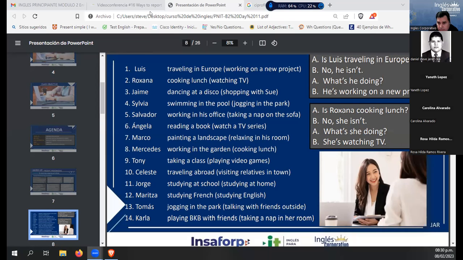Ok, vamos a hacer pareja, hagamos pareja, Daniel y Carolina y Janet, ustedes dos. Entonces yo inicio con la número uno y así vamos a ir. Va, yo voy pareja con quién. Conmigo, con Rosa Hilda. Ah, ok. Va, ok, iniciando desde number one.